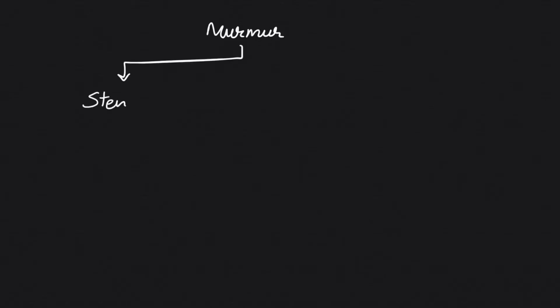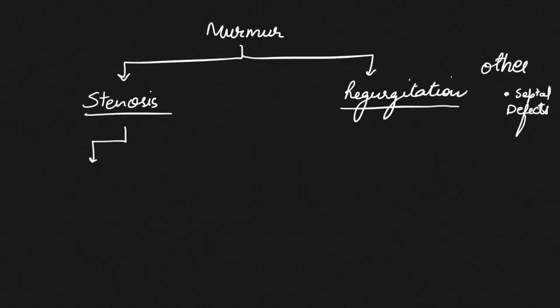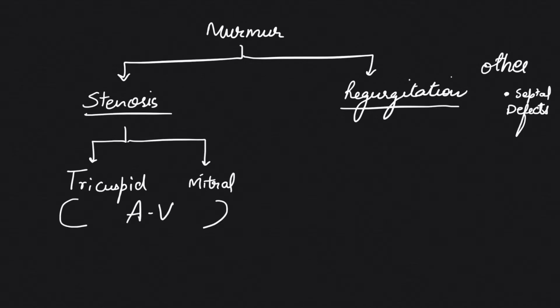What all things can actually cause a murmur, like when a sound can be produced? If we talk about the valves, there could be stenosis, there could be regurgitation, and there can be some other factors like presence of septal defects, atrial septal defect or the ventricular septal defect. Then even the prolapse of these valves can cause murmurs. For now, we'll talk about the stenosis and regurgitation. Okay, so in stenosis, there could be stenosis of the AV valves, which is the tricuspid and the mitral, or there could be stenosis in the semilunar valves, which are the aortic and the pulmonary. Similarly, there could be regurgitation as well.